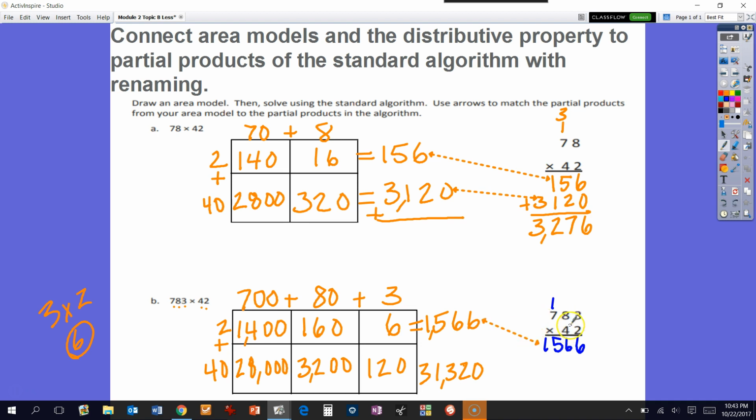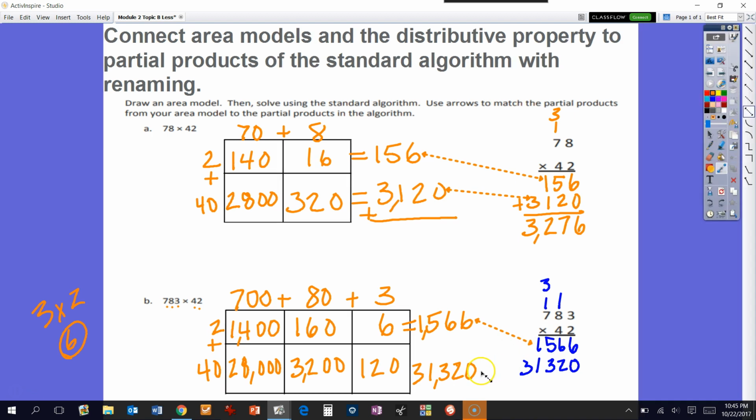So now we have 4 tens times 3. 40 times 3 is going to give me 120. Now I have 40 times 80. 40 times 80 is 3,200, plus my 100 is 3,300. I'm going to regroup this 3, regroup my 3. And now I have 40 times 700. And that's 28,000, plus 3 is 31,000. And if you notice, that matches up with my partial product.